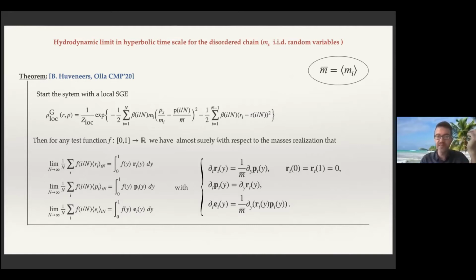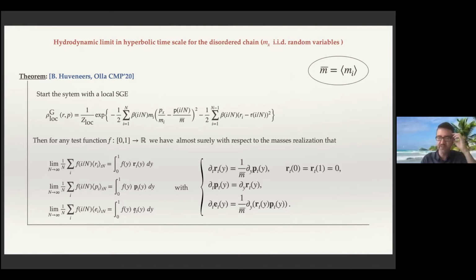Then there is some validity of the Euler equation in the hyperbolic timescale in the following sense. If you take some test function f, what we say is mainly that this average in the true state of the stretch at time tn is the same as the expectation that you will compute in some new local SGE with some profile beta, P, and R solving the Euler equations. Okay, and the same for the momentum and for the energy.